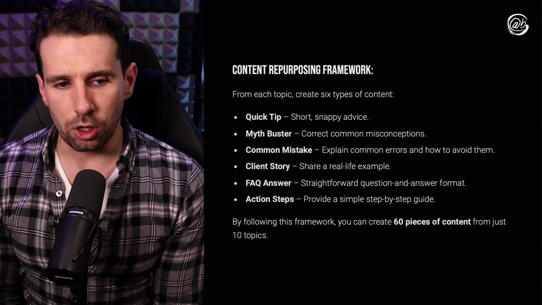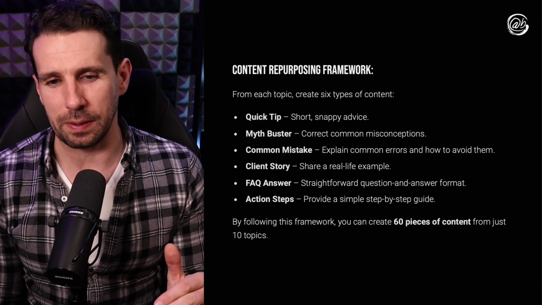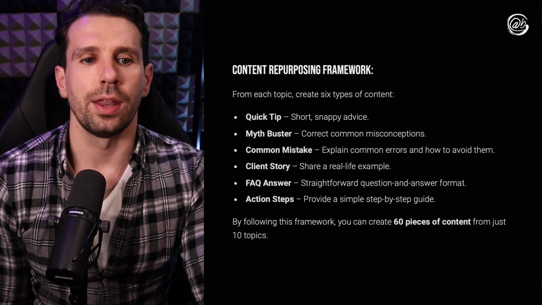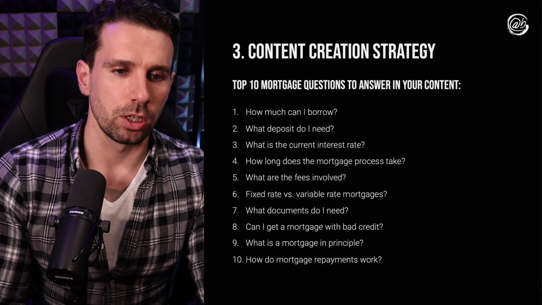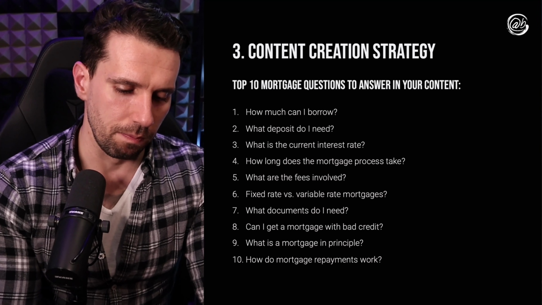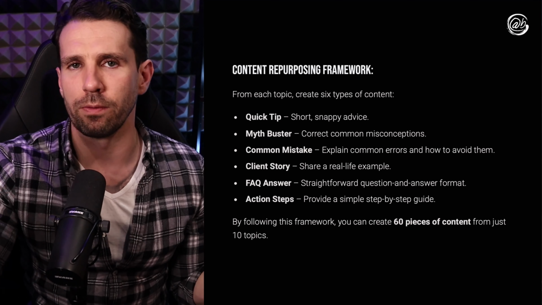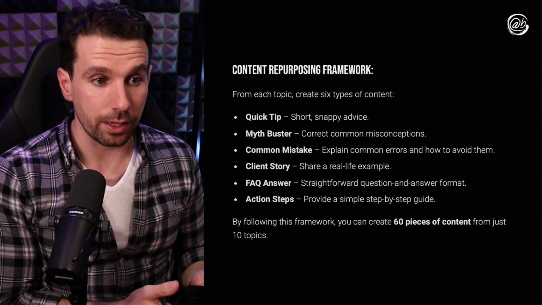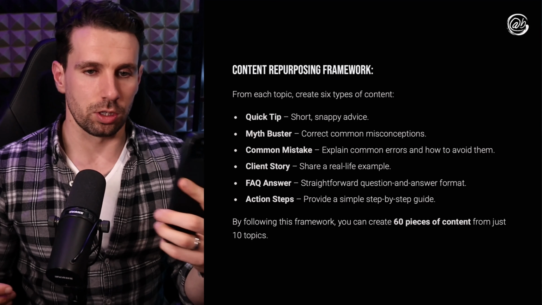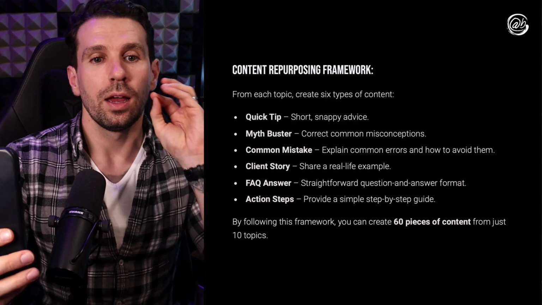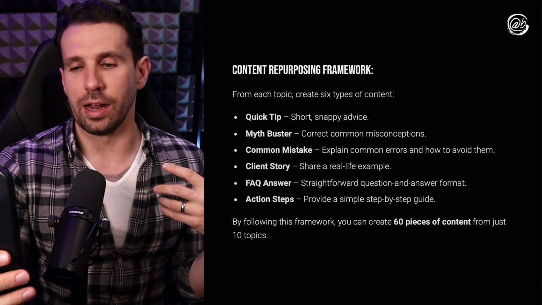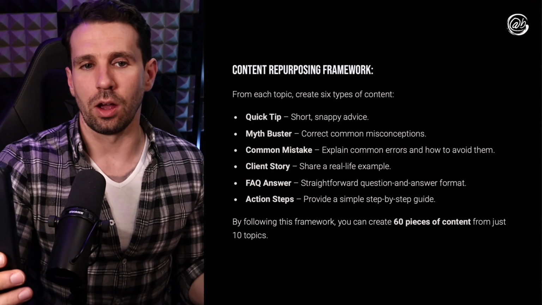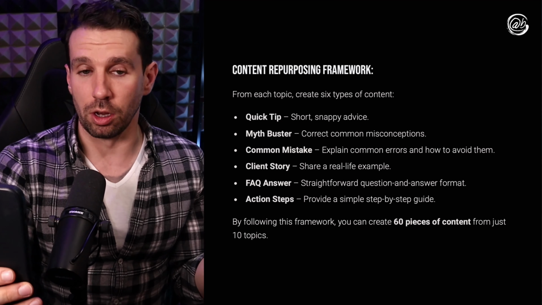Now, if you look at that, if you follow this, you can create 60 pieces of content just from those 10 questions here. Now, what do I mean by this? Let's take how much can I borrow as a first-time buyer, and then let's do it as a 4.5 times income multiple, just to set parameters. So a quick tip would be, you pick up your phone, really simple, and you go, quick tip. I just got my phone in the shot there. So it'd be, quick tip. Did you know that you can borrow about 4.5 to sometimes 4.75 times your income as a first-time buyer? It's something that many people don't realize.